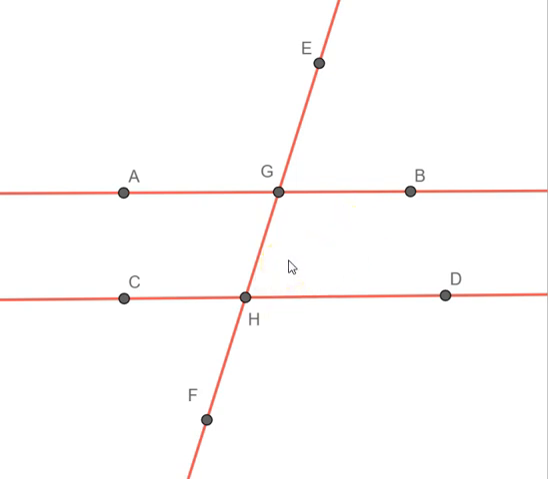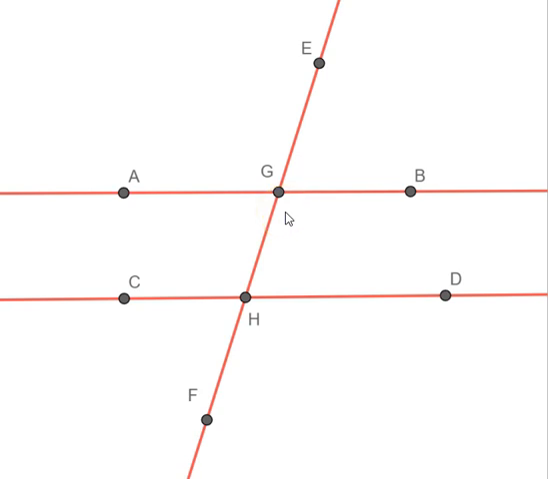Now we have already seen in the previous propositions that if they don't add up to two right angles, that is 180 degrees, then these two lines are not parallel. AB is not parallel to CD. But we are given that these two lines are parallel. That means our assumption was wrong, and we can say that angle AGH is equal to angle DHG.